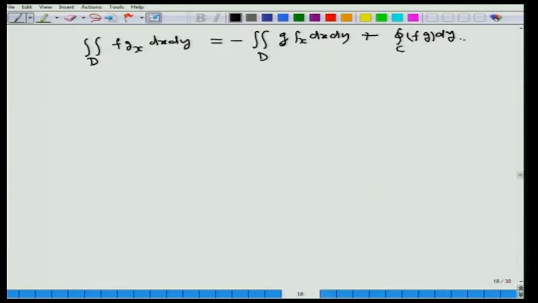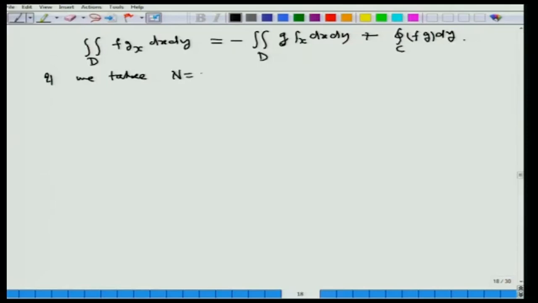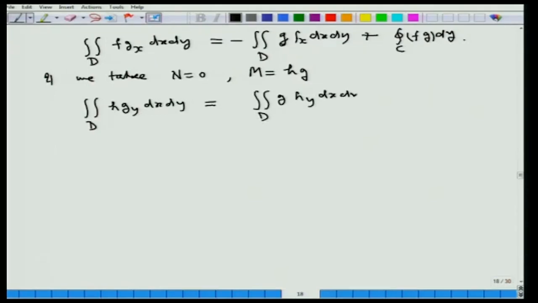Similarly, earlier we took N equal to f g and now we will take M here and N equal to 0. So, N equal to 0 and M equal to, let us say, h g, or we can take minus h g, whatever you want. Then multiplying by minus, we get h g_y dx dy, and you will have this integral. Now, g h_y dx dy and minus this over the boundary g h dx. So, that is one thing.